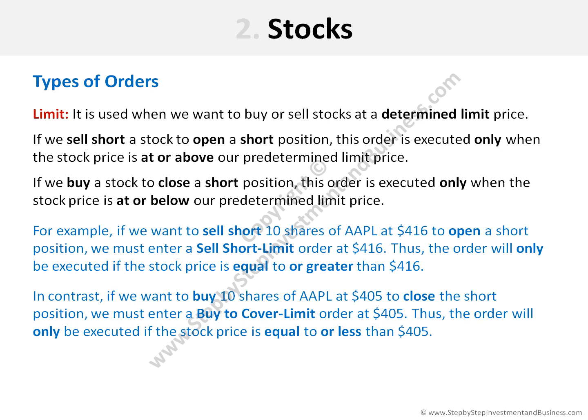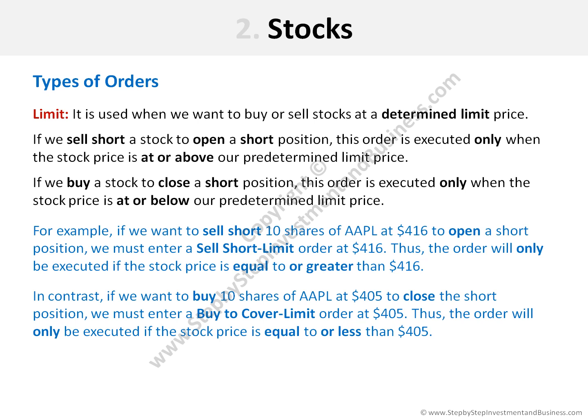When the limit order is used to open or close a short position, it works as follows. If we sell short a stock to open a short position, this order is executed only when the stock price is at or above our predetermined limit price. In the same way, if we buy a stock to close a short position, this order is executed only when the stock price is at or below our predetermined limit price. Let's consider the following two examples to clarify the concept.